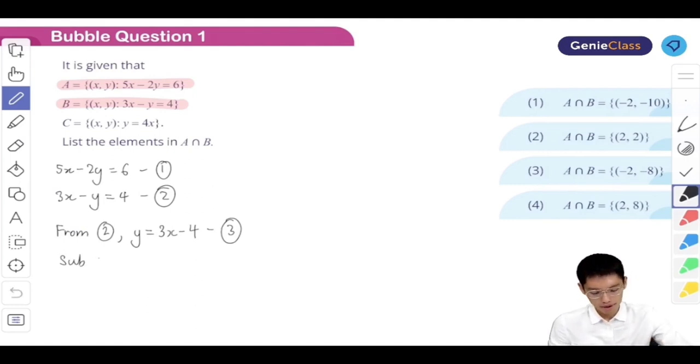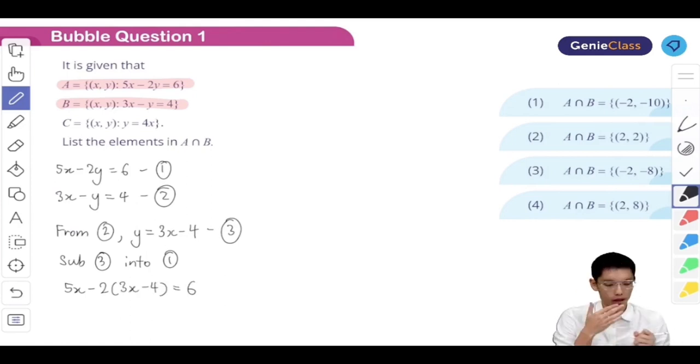Now it's the comparison between 3 and 1. So substitute 3 into 1. So that's where I have 5x minus 2 times (3x minus 4) equals 6. Now what happens? That's where we continue to simplify further.